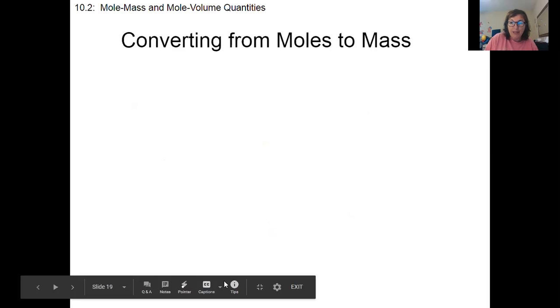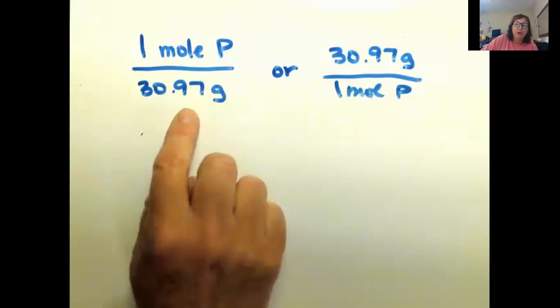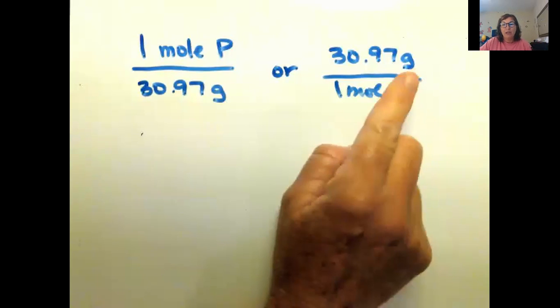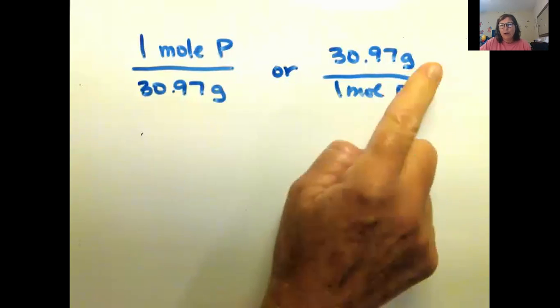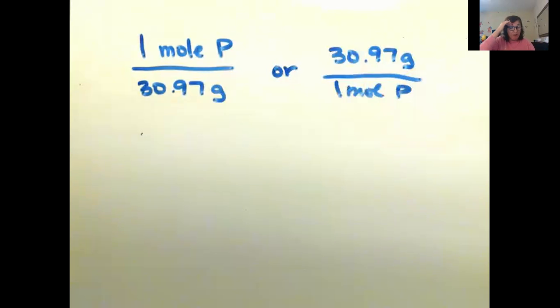Let me stop sharing this. I know you're going to get like slingshot, back and forth. So let's practice some of these. So I said 1 mole of phosphorus equals 30.97 grams, or 30.97 grams equals 1 mole. So look at your units. It's grams per mole or moles per gram. So that's how we look at the units for this.